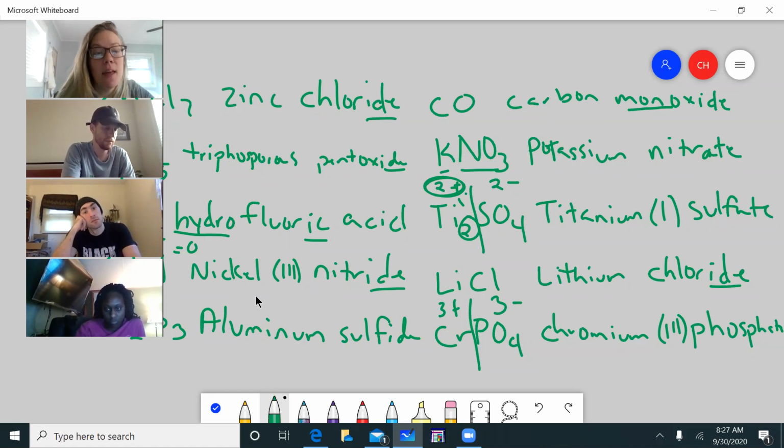I would recommend having that flow chart that you have in your text that says, hey, if you have a metal and a non-metal, name it this way. If you have two non-metals, name it this way. If it's an acid, name it this way, so that you just have the rules to help you out.